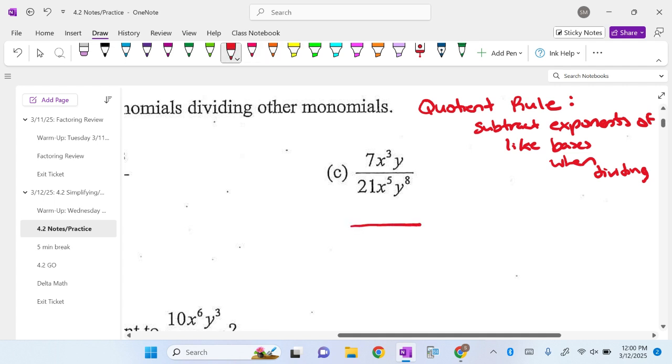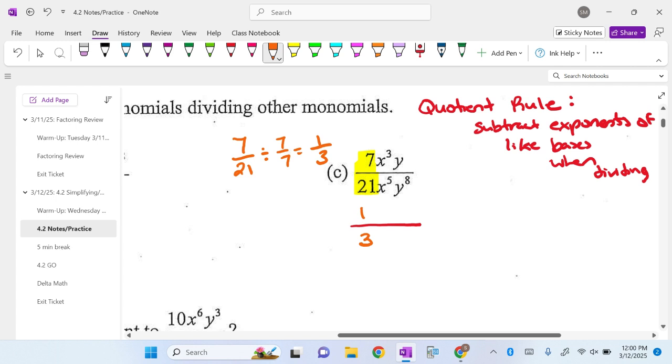So I'm going to draw my fraction bar. I'm going to simplify my numbers first. So 7 over 21. What fraction does 7 over 21 simplify down to? So think about what could you divide from both 7 and 21 to simplify that fraction? 7. So if I have 7 over 21 and I divide 7 from the top and the bottom, what do I get? 1 over 3. So I have 1 here, 3 here.